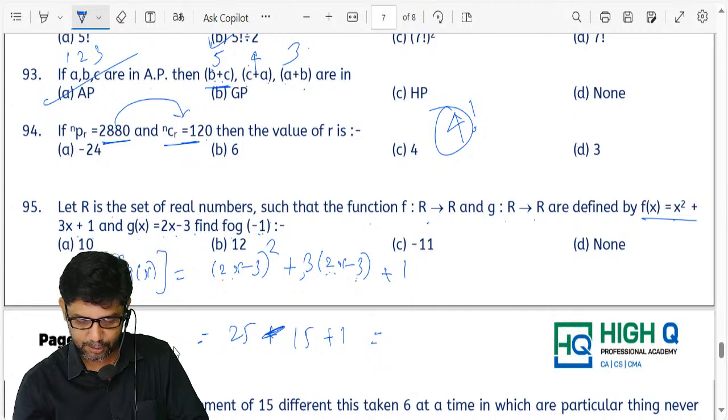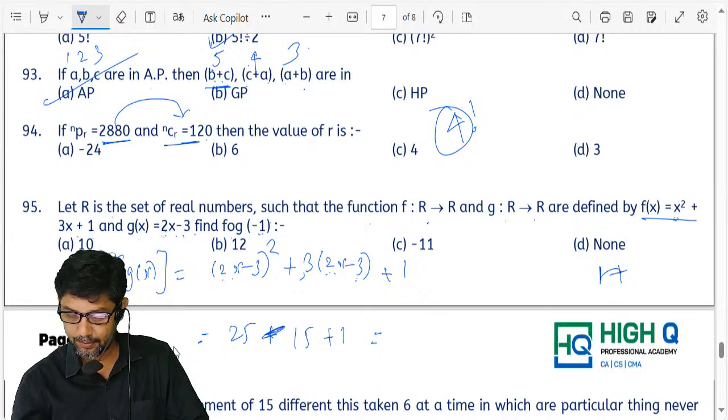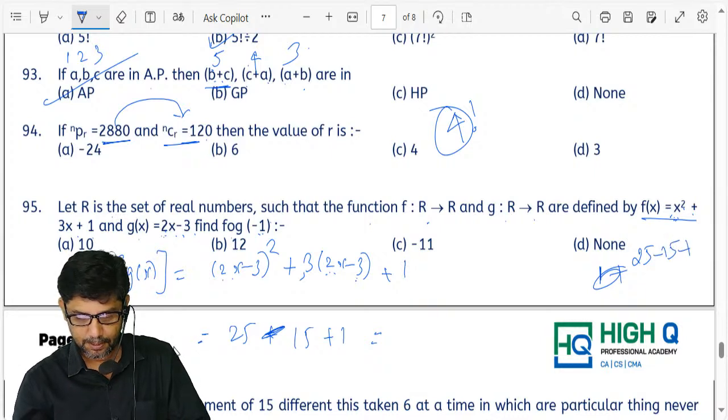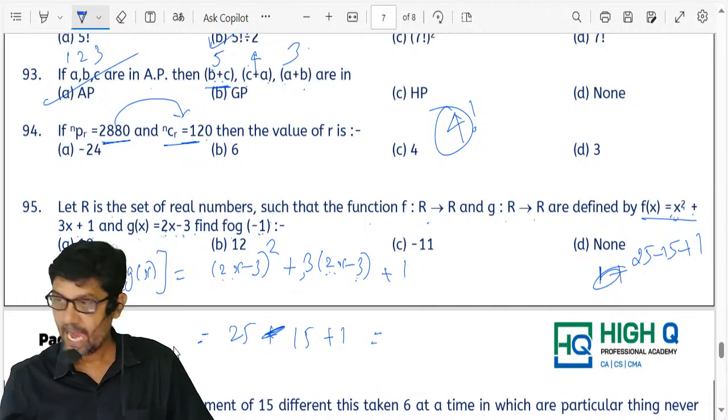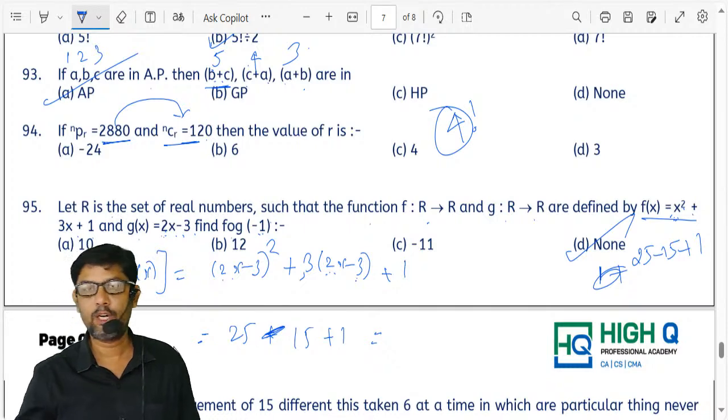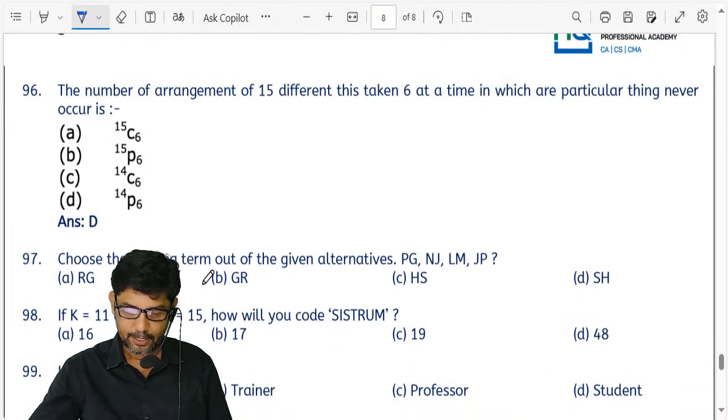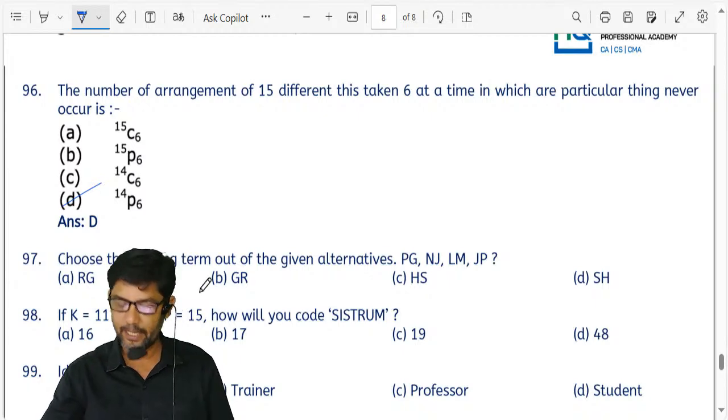Is it f of g of minus 1 only? What is g of minus 1? Substitute minus 1 simply. Minus 1 the whole square is plus 1. Okay, minus 5. So minus 5 the whole square is 25, plus 3 into minus 5 is minus 15, plus 1. I'm getting plus 11. Correct? None of this. Next. No need to check. Option D directly it is given.